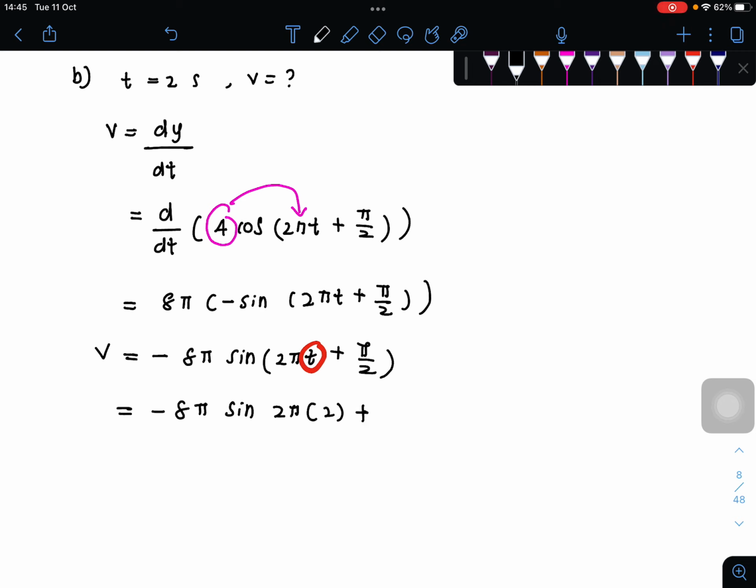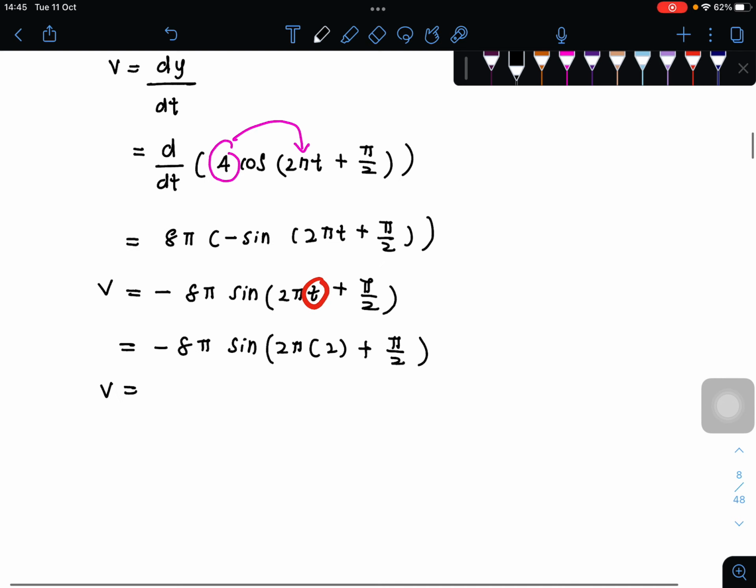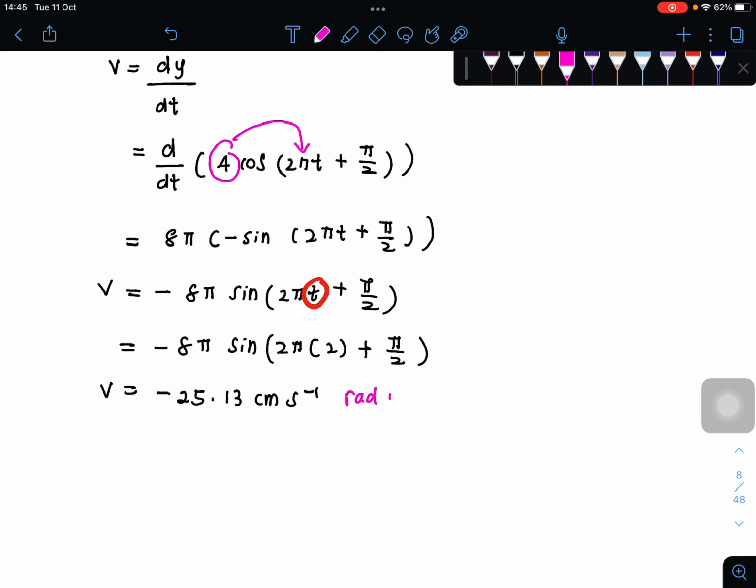2 seconds plus pi over 2. So v is equal to negative 25.13 cm per second. Okay, don't forget your calculator must be in radian mode to get this value.